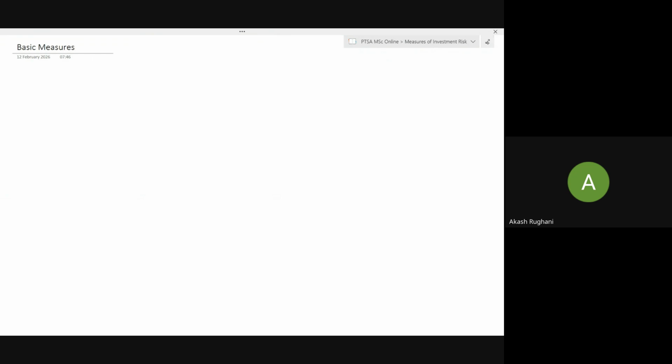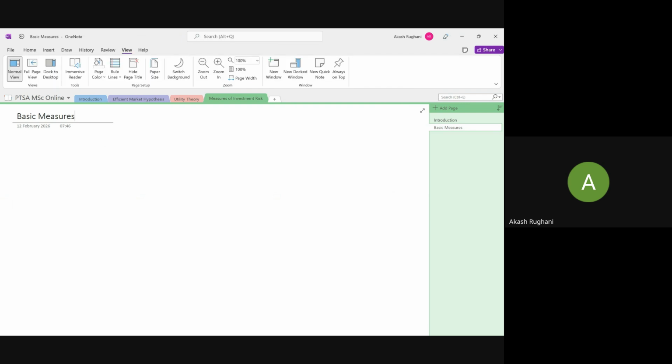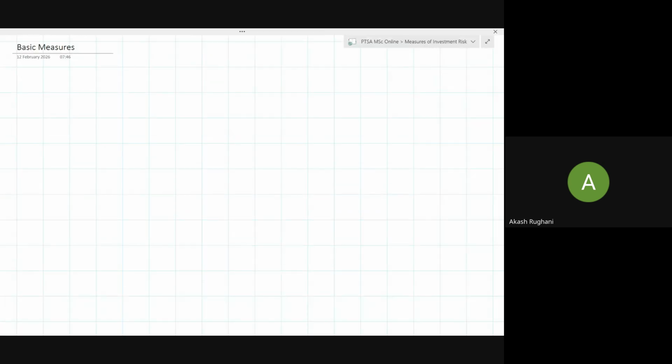Okay. So the first basic measure is called standard deviation or variance. Can anybody help me define standard deviation here, please?